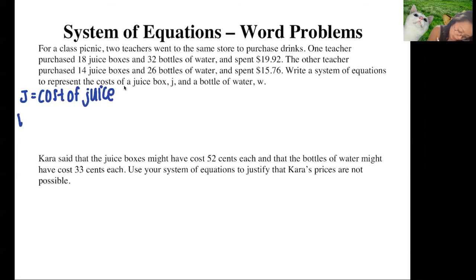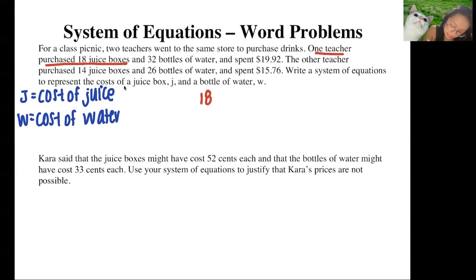And W is the cost of water. When we are writing our equations, we are just going to match up our variables with how much they bought. So one teacher bought 18 juice boxes, so that's 18J, and 32 bottles of water. If you're buying them together, you're going to add them together to find out how much we spent.